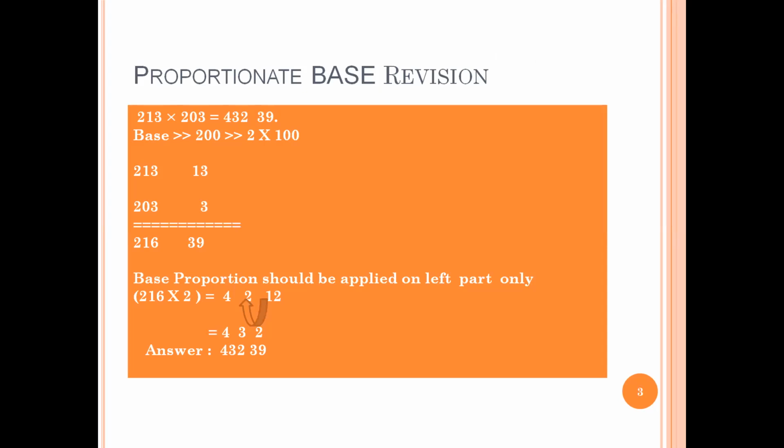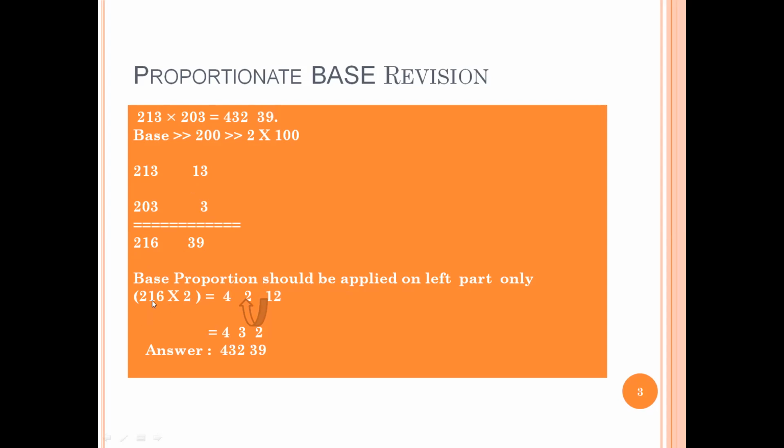So in a proportionate base, we have seen that if the problem is 213 into 203, we take the base as 200, which is nothing but 2 into 100. So 213's base is 200, and it is about 13 and 3, so we write plus 13, plus 3. Then 213 plus 3 is 216, and 13 threes are 39. Because we have made the base proportionate by 2, we apply that proportion on the left part, the 216. So 216 into 2 is 432.